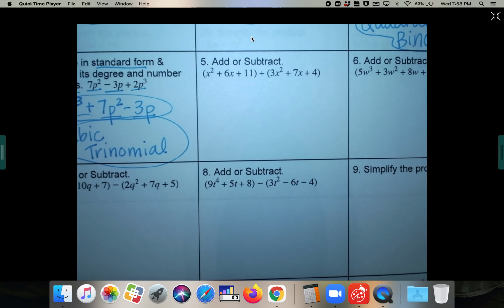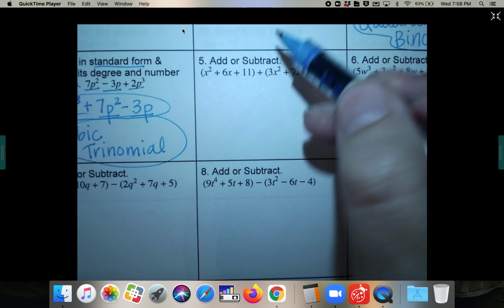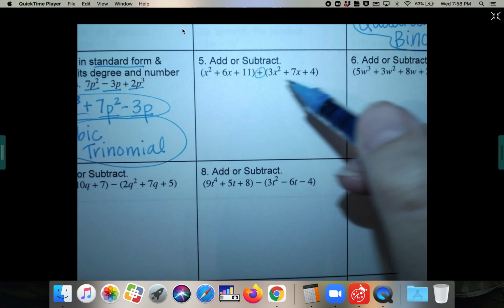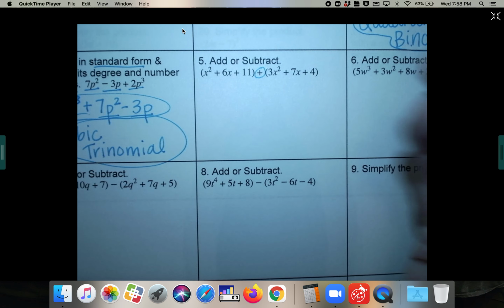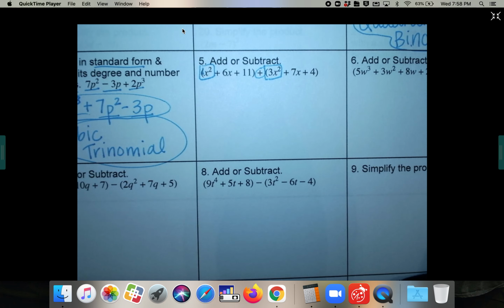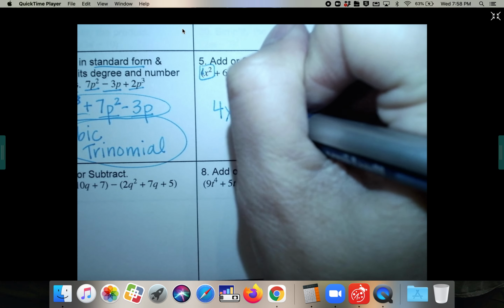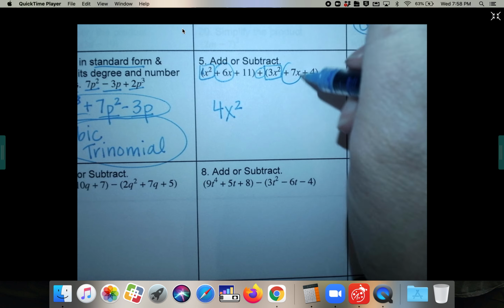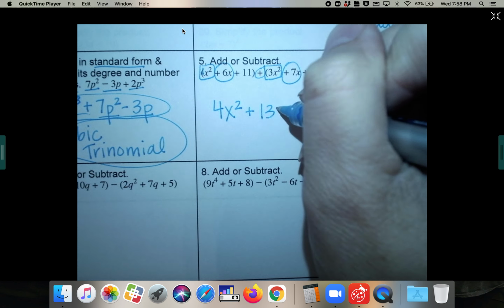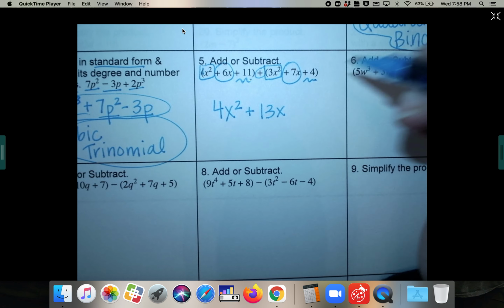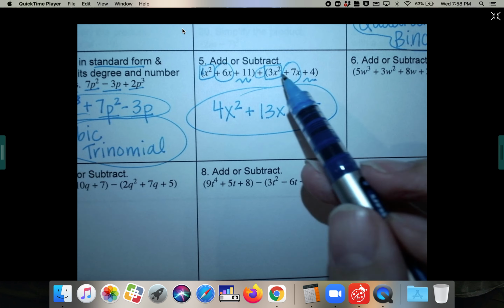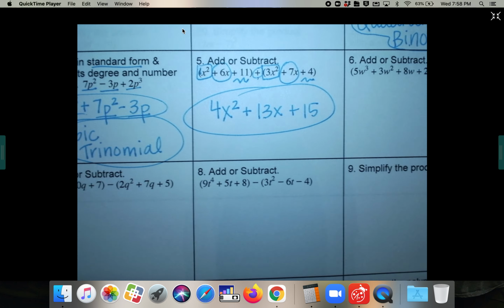All right, number 5 is add or subtract. If you're adding, that's the easiest one because all you're going to do is look across this trinomial and combine your like terms. So you've got a 1x squared here plus 3x squared here. So 1x squared plus 3x squared is 4x squared. Then you've got a positive 6x and a positive 7x. So plus 6x plus 7x is plus 13x. And then you've got an 11 plus 4, which is 15. There you go. So literally, if you're adding, it's just combining like terms.